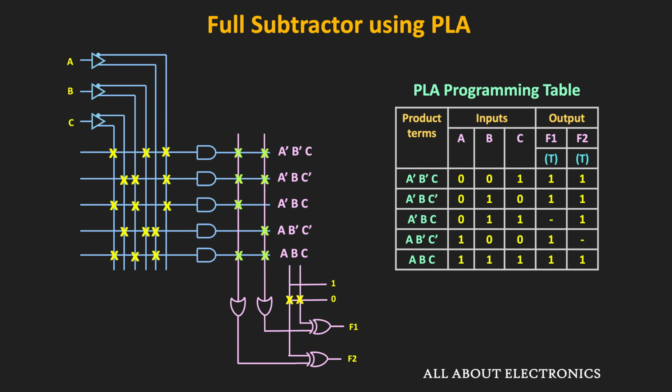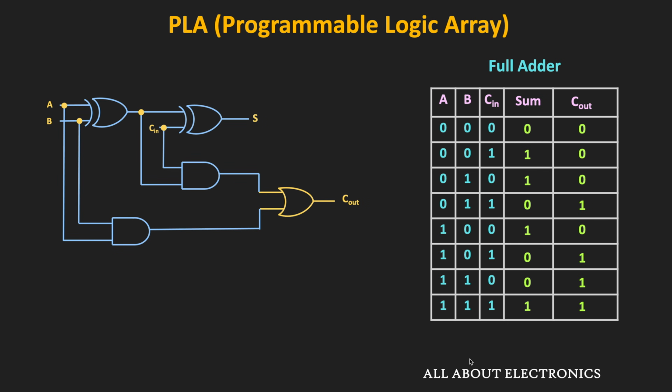Similarly, let us see how to implement the full adder using the same PLA. This is the truth table of the full adder. Once again, if you try to minimize the sum and the carry output of the full adder, then in the carry output we will get the 3 product terms, that is AB, BC, AC. And in the sum output, we will get A XOR B XOR C. Moreover, there is no common term in the 2 outputs.